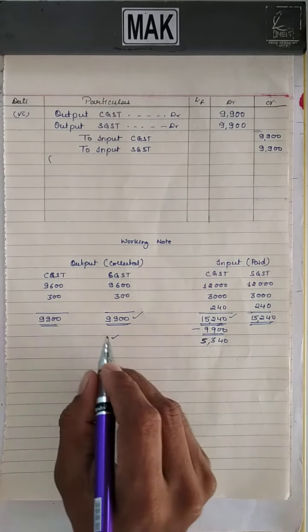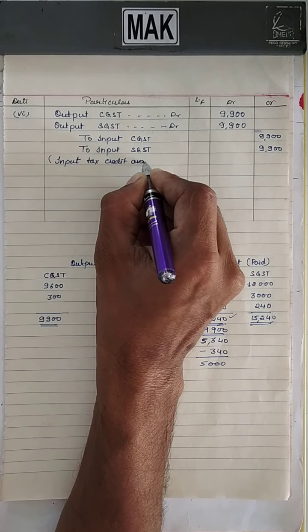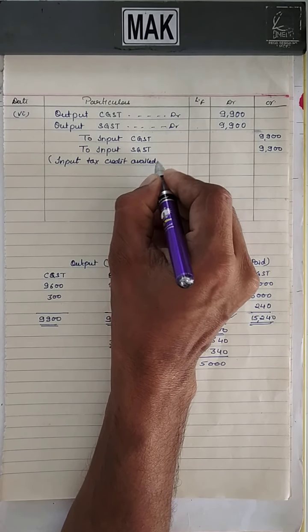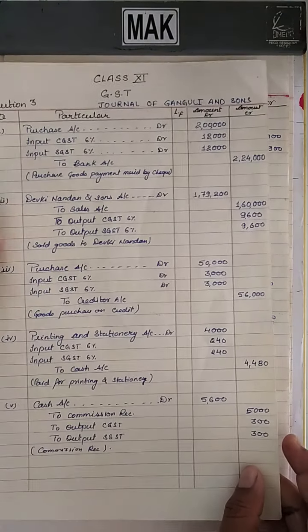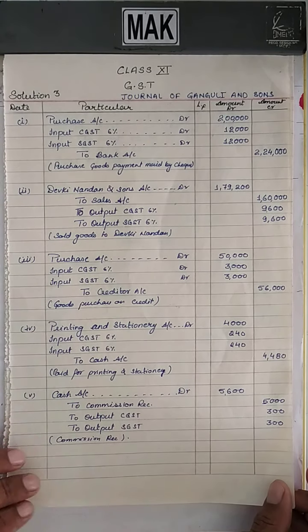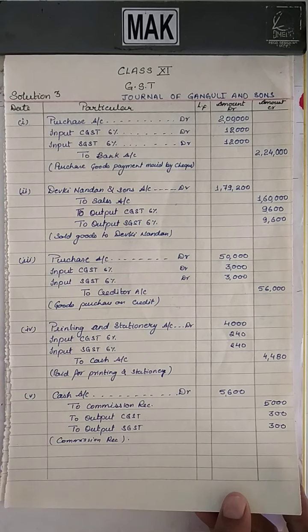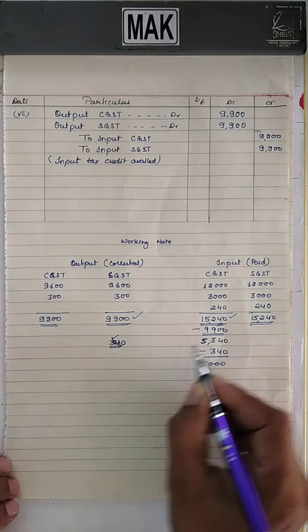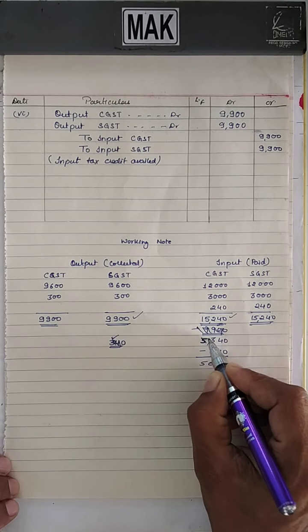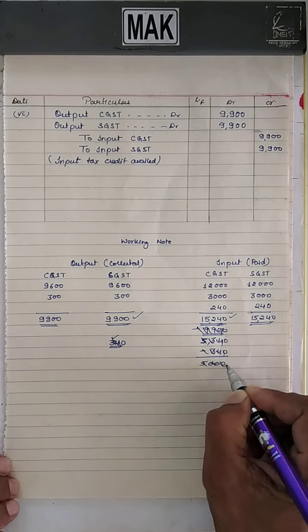So here you write input, and here you write input tax credit availed. It is clear. Now your question is finished. You can pause this video to note it down, and this working note also, and this part also. No need to note down this and this. It was the explanation so that you can understand. Okay.